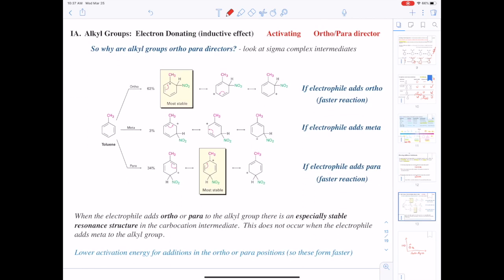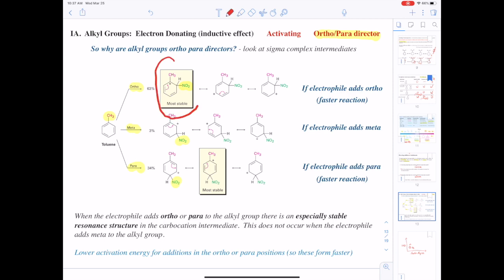So let's look at alkyl groups. We have alkyl groups, and these are ortho-para directors. We'll consider nitration. We can add a nitro group ortho, meta, or para to the methyl group already present on toluene. And the intermediate for all three of these contains 3 resonance structures.